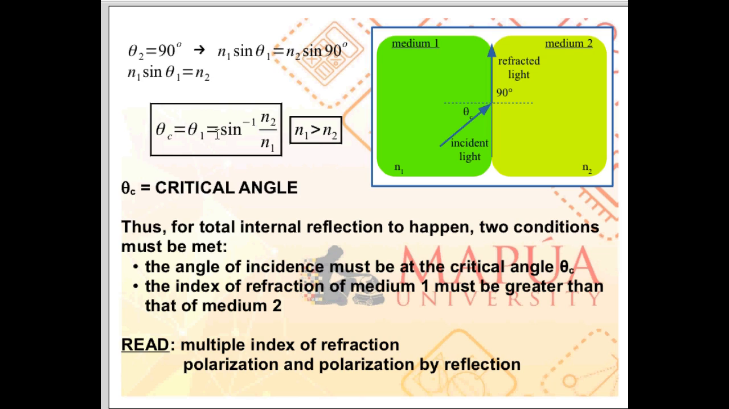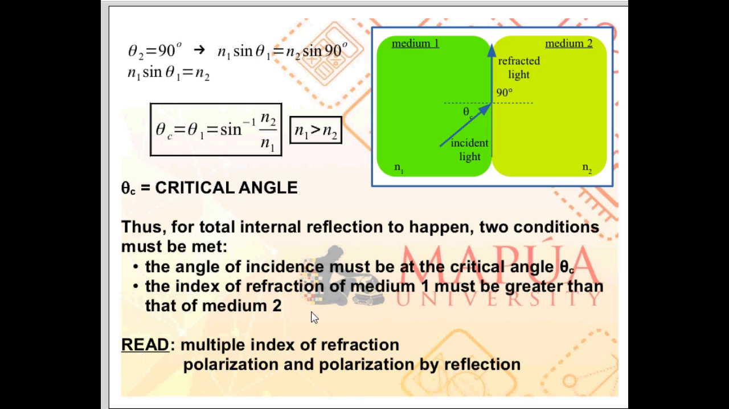Also note the following. For the inverse sine of N2 over N1 to give you an answer, N1 must be greater than N2. Otherwise, if N2 is greater than N1 and you try to input this into your calculator, it will give you an error result. So for this expression not to give you an error result on your calculators, N1 must be greater than N2. Which means we have two conditions for total internal reflection to happen. One, the angle of incidence, theta 1, must be at the critical angle theta C. And two, the combination of N1 and N2 must be such that N1 is greater than N2.